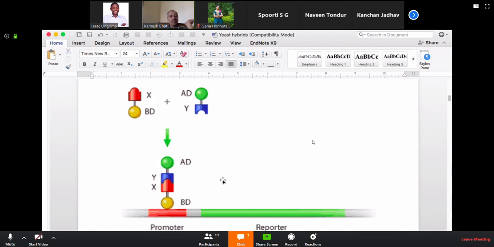The whole decision about the interaction is made through the reporter, because otherwise every time looking at this interaction is very difficult. Every time you have to isolate the transcription factors, you have to purify the transcription factors, which is difficult. So therefore, the whole analysis is based on the expression of the reporter gene. Is it clear?